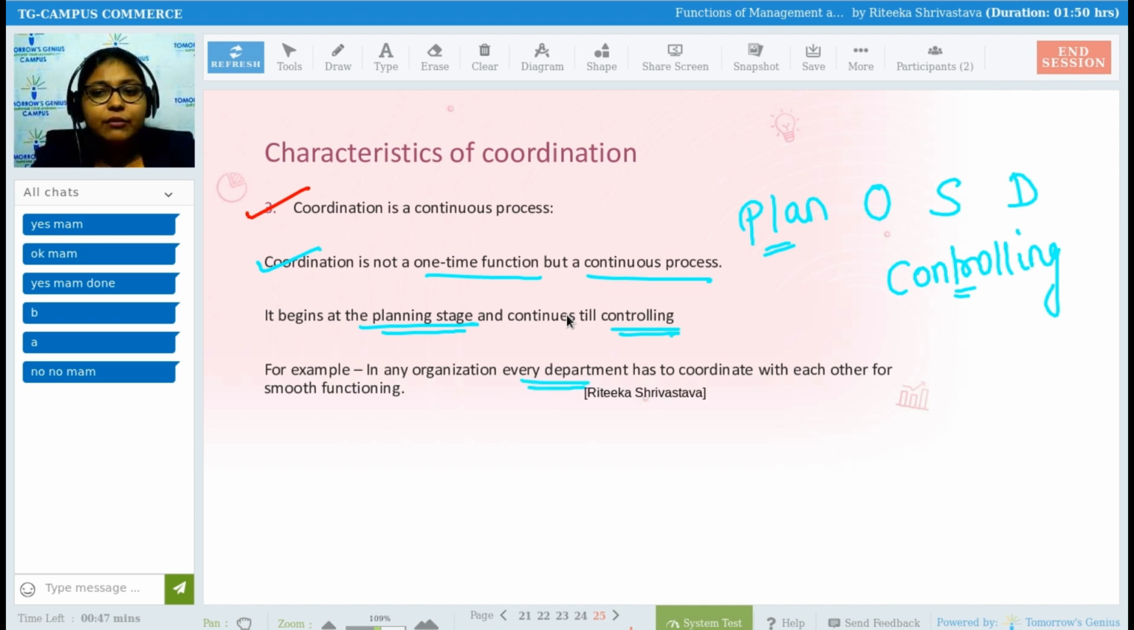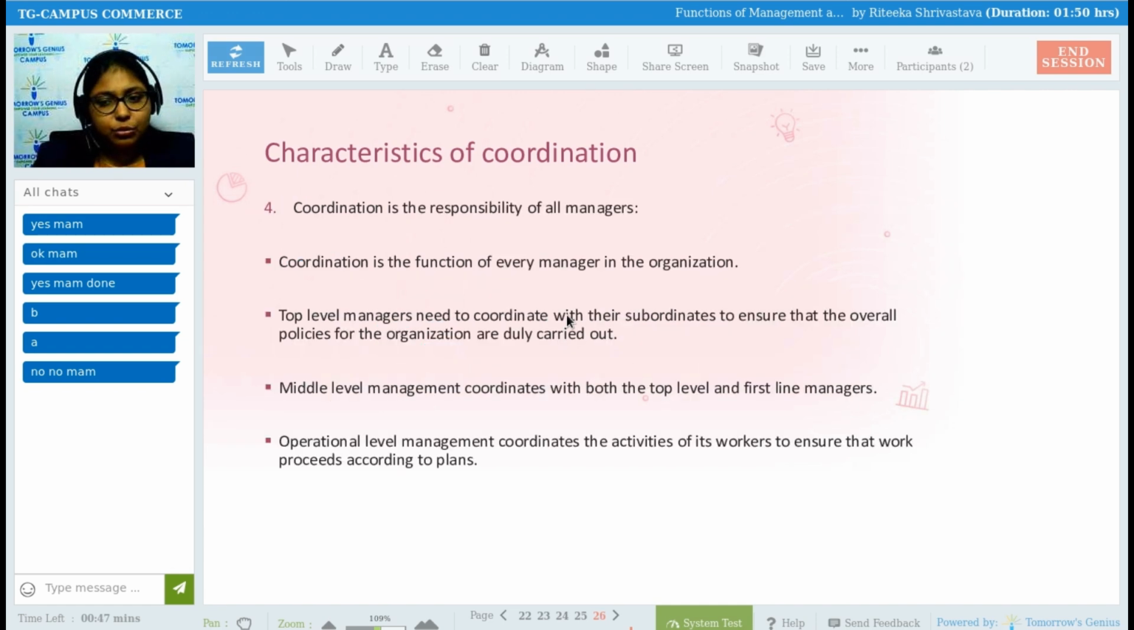Example, in any organization, every department has to coordinate with each other for smooth functioning. So as I said, in every organization, every individual, every department has to be coordinated with each other, have a good relationship with each other so that the organization's functions are smooth.